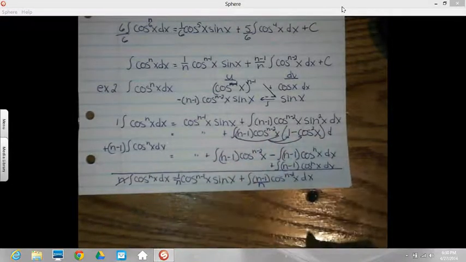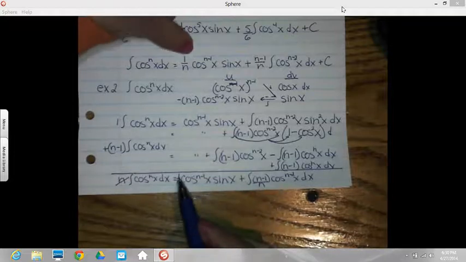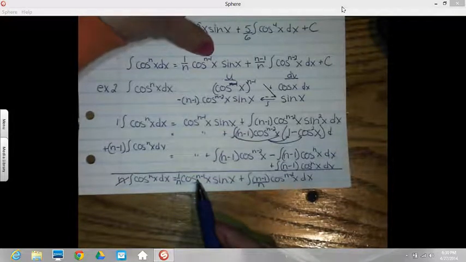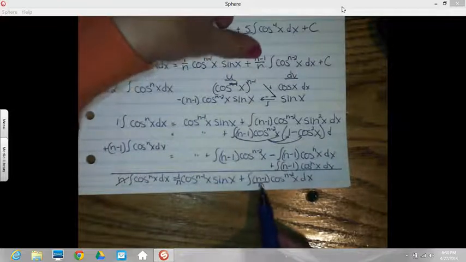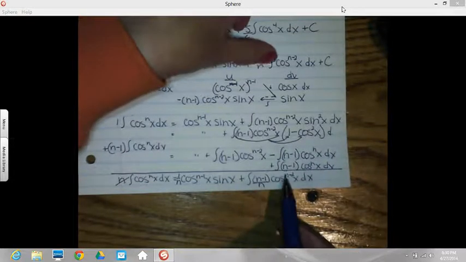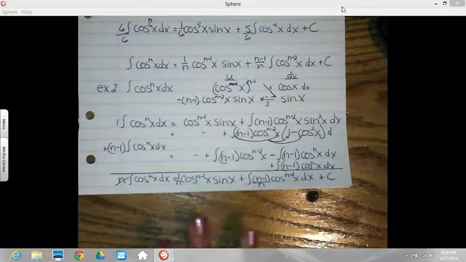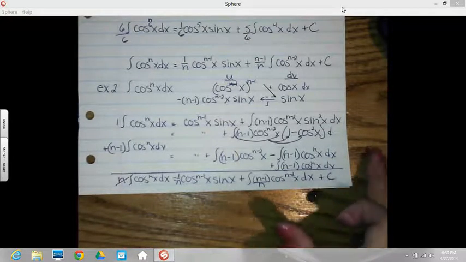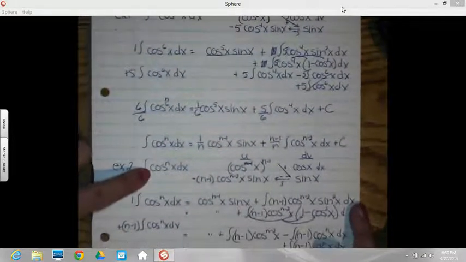And if I look back at my guess, 1 over n cosine n minus 1 sine x plus integral n minus 1 over n. Here I had it outside, here it's inside, cosine of the n minus 2. Yeah, oh, forgot my plus c. Okay, there's your first reduction formula, cosine. Like I said, I'm going to do 1 or 2 more with you. You've got the other ones for homework tomorrow. So we'll do them the same way. We'll do a numerical one, then we'll do the general case.